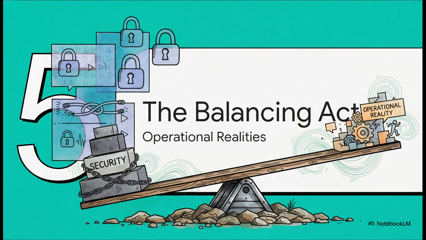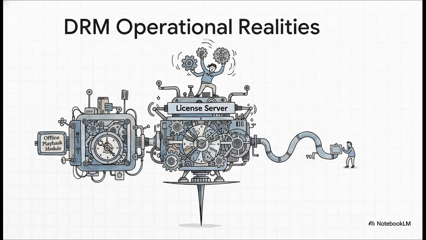Okay, so as you can probably tell, putting all these layers together, DRM, secure transport, watermarking, it's not exactly a walk in the park. It's complex. And that brings us to our final, and maybe most important section, the Security Balancing Act. Let's talk about the operational reality of making all this stuff work. Right, for any of you out there who actually have to manage these systems day to day, you know this is where the rubber meets the road.